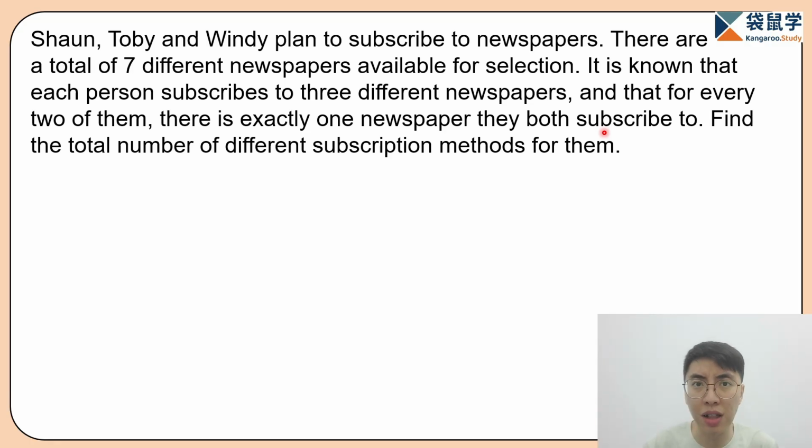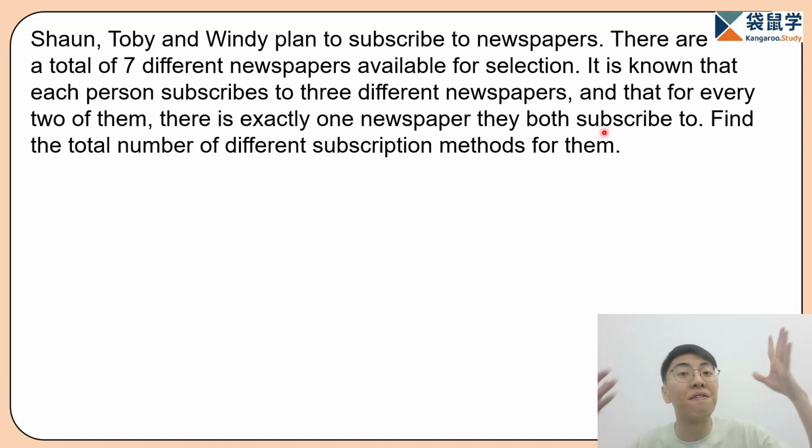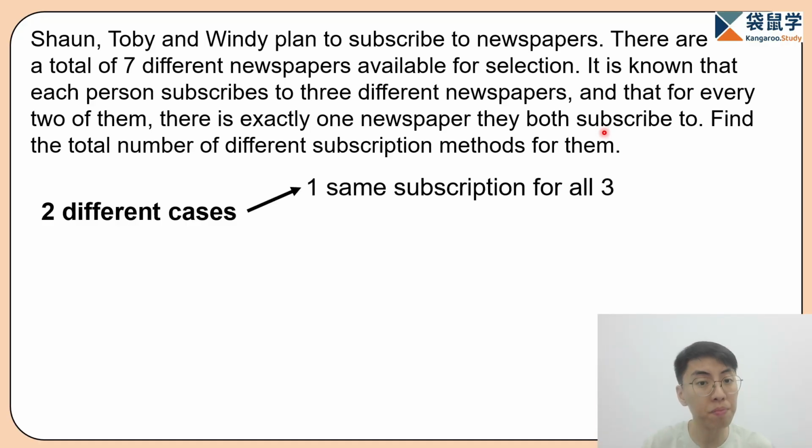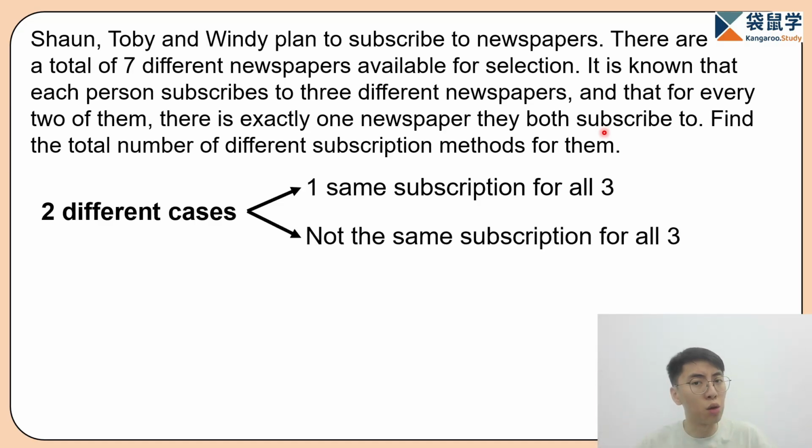If we think carefully, there should be 2 different scenarios for this case. The first one is that for all 3 of them, they have 1 same newspaper. But there's also the second scenario that each of them, the same newspaper, is different. So now we have successfully split this question into 2 different parts, considering all of them being the same subscription and also not all of them being the same subscription.